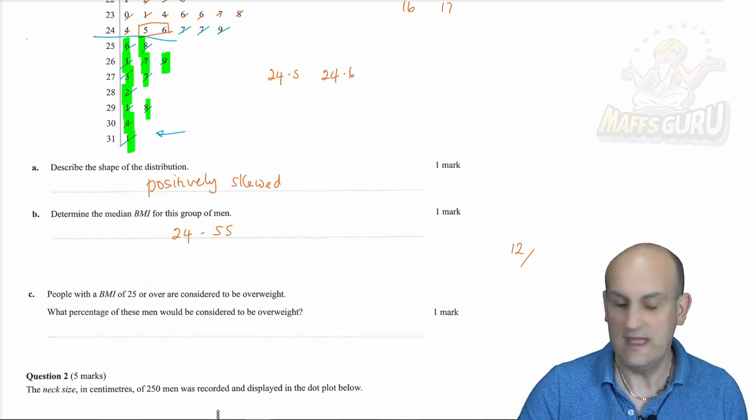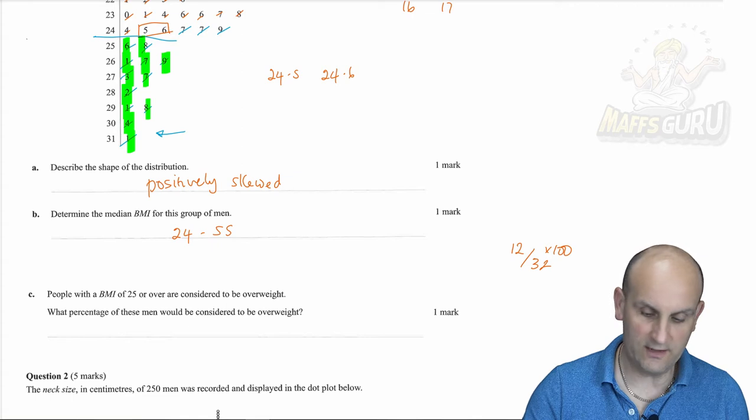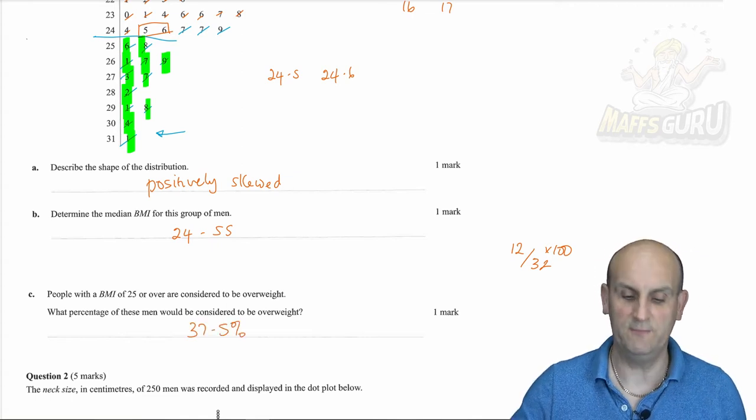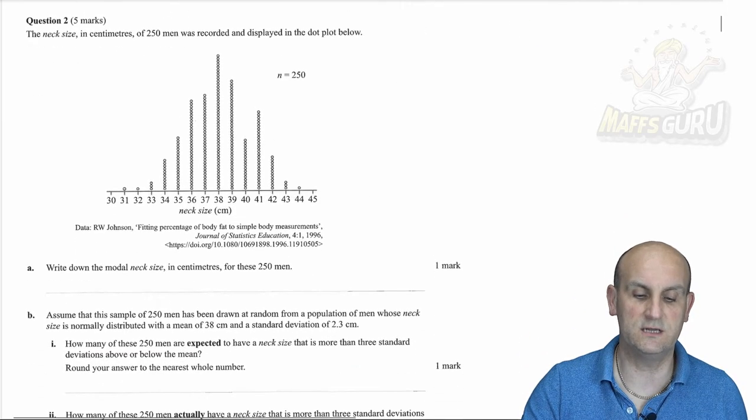I'll write it over here. Out of 32 people, they gave me that. When I put that into my calculator and times it by 100, out came the value of 37.5%. All right, so that was question one, 3 marks. I thought that was quite a nice little start to the exam.